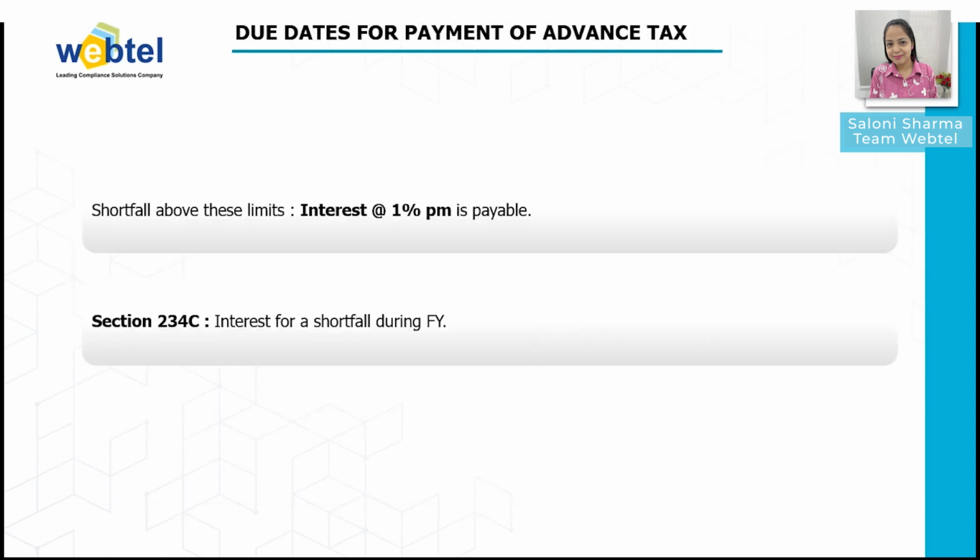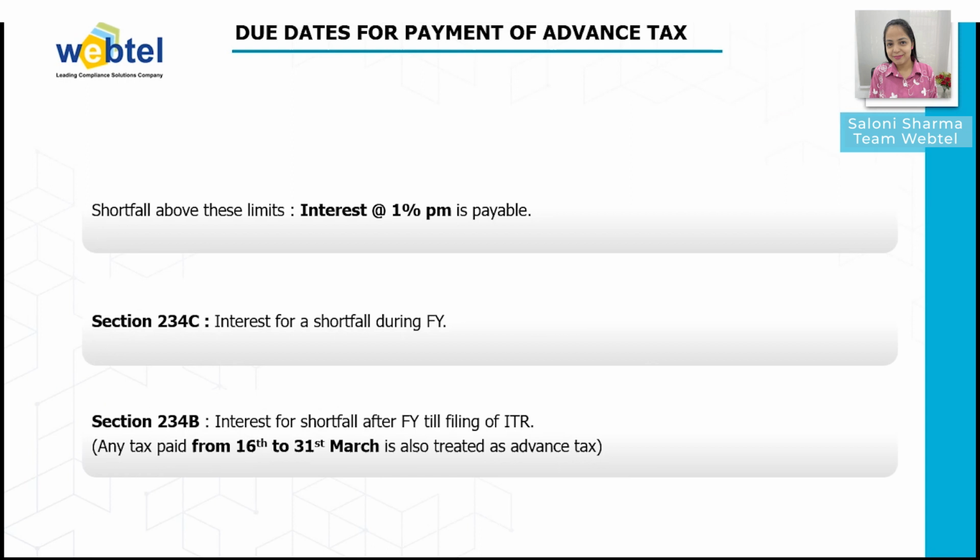For a shortfall above these limits, interest at the rate of 1% would be payable if you are not able to pay the advance taxes. So as per section 234C, interest for a shortfall during the financial year would be calculated, and as per section 234B, interest for the shortfall after the financial year till the filing of a return would be calculated. But if you pay any tax from 16th March to 31st March, then it would also be considered as an advance tax.